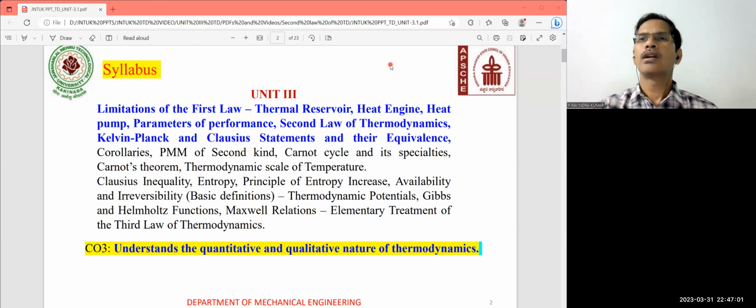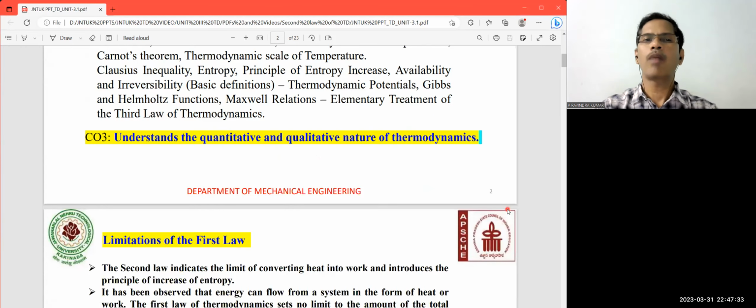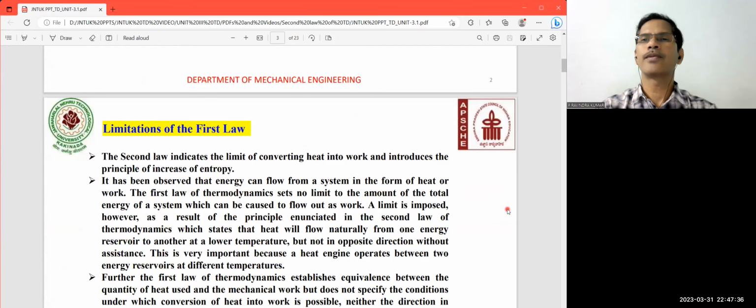What are the terminologies? That is heat engine, heat pump, refrigerator, air conditioner, which are connected to that one. Next, after that, we need to study the corollaries of the second law of thermodynamics, perpetual motion machine of the second kind. Then the Carnot's theorem and Carnot cycle. Finally, the Clausius inequality. So these are the topics which are connected to this particular unit.